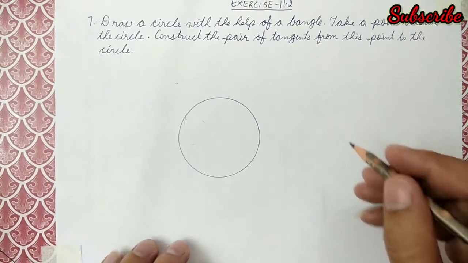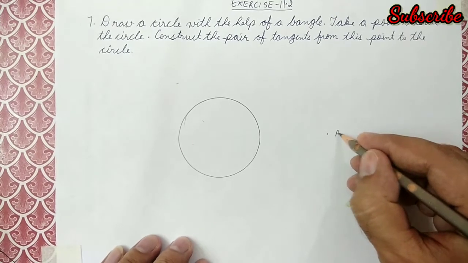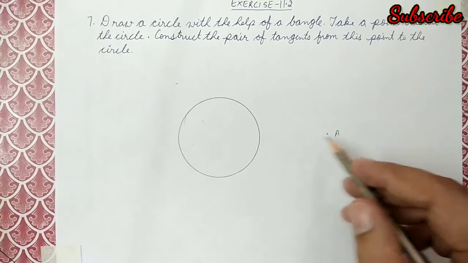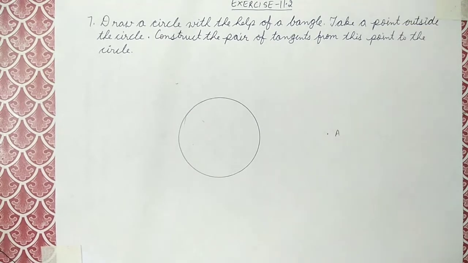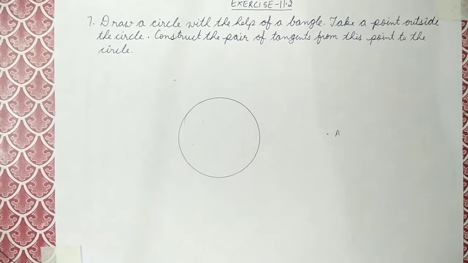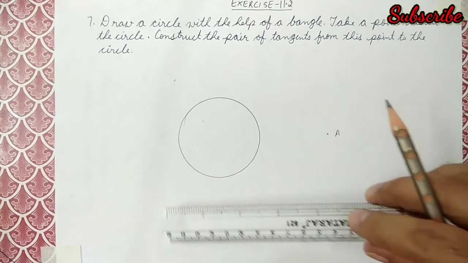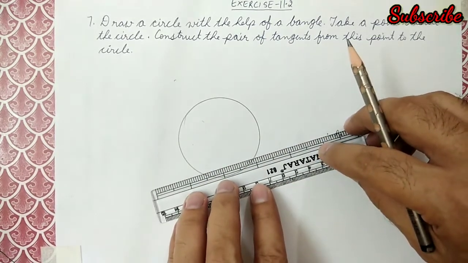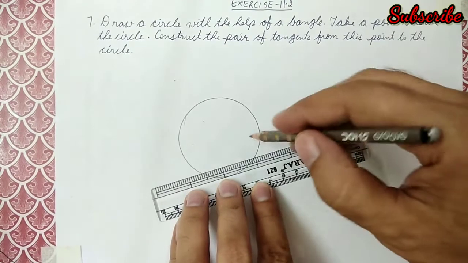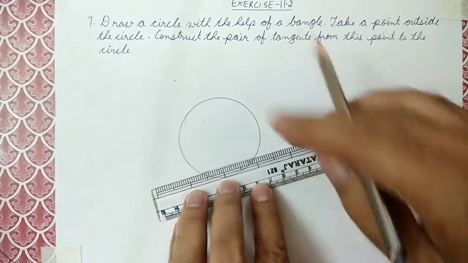Now the next step is, I have to take a point outside. So I take this point A. Now the question is, how can I draw the tangents from this point to this circle if I don't know where the center of the circle is? So the first thing is to find the center of the circle. Now to locate the center of the circle, we can just remember what we did in our class 9th, the grade 9th. We remember this thing, that any perpendicular bisector of the chord passes through the center. So we use that property to find the center of the circle first, right?